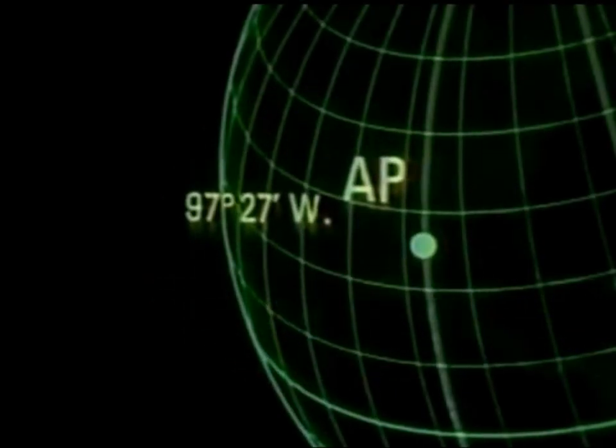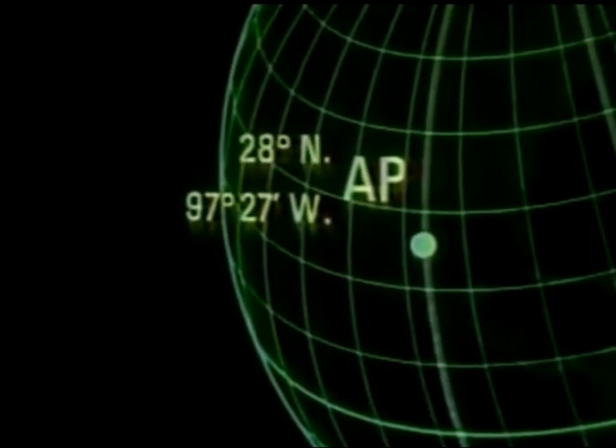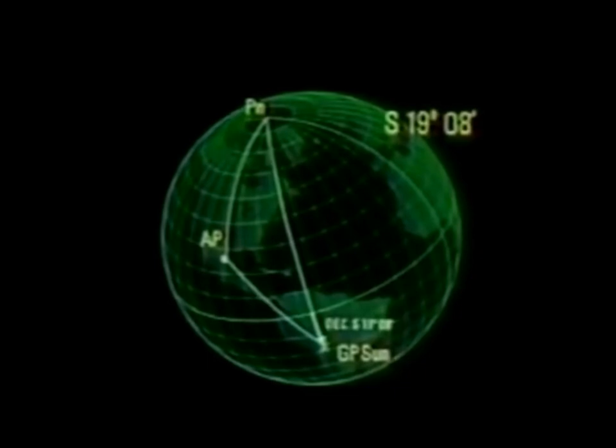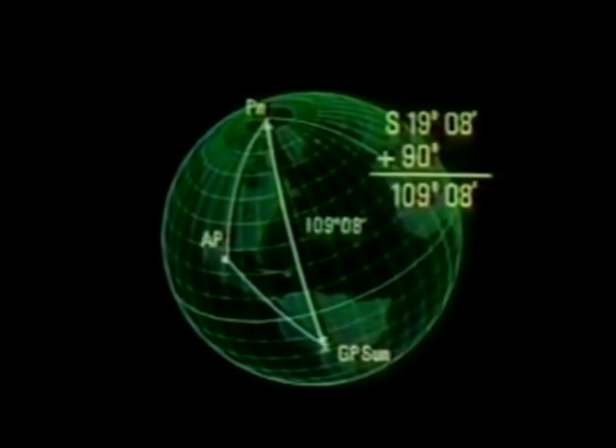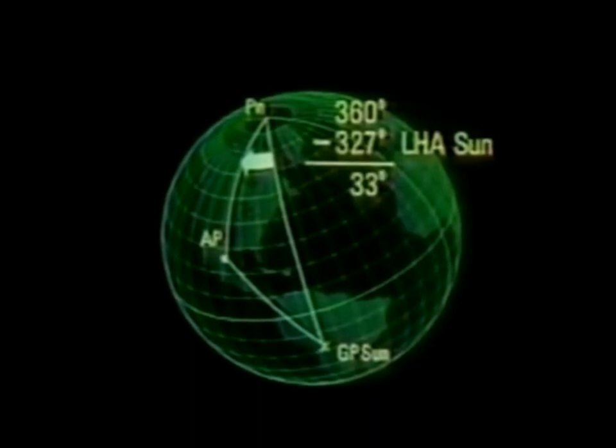Now you have established your assumed position: 28 degrees north latitude and 97 degrees 27 minutes west longitude. This, then, is your celestial triangle translated into usable components on Earth. You know this side, the co-latitude of your assumed position, 90 degrees minus 28, or 62 degrees. This side is the declination, or polar distance of the sun, south 19 degrees 8 minutes plus 90 degrees, since it is located in the southern portion of the celestial sphere: 109 degrees 8 minutes. And this is a known angle, 360 degrees minus your LHA, or 33 degrees.